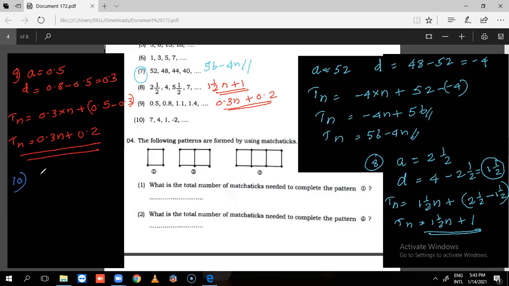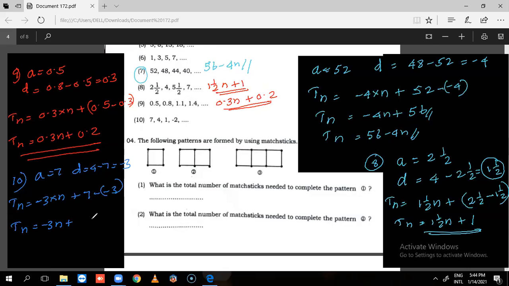First term a equals 7. Common difference 4 minus 7, that is minus 3. Now write the general term: common difference into n. Common difference is how much? Minus 3 into n, plus first term 7 minus common difference, minus 3. Tn equals minus 3n, here we can write 7.